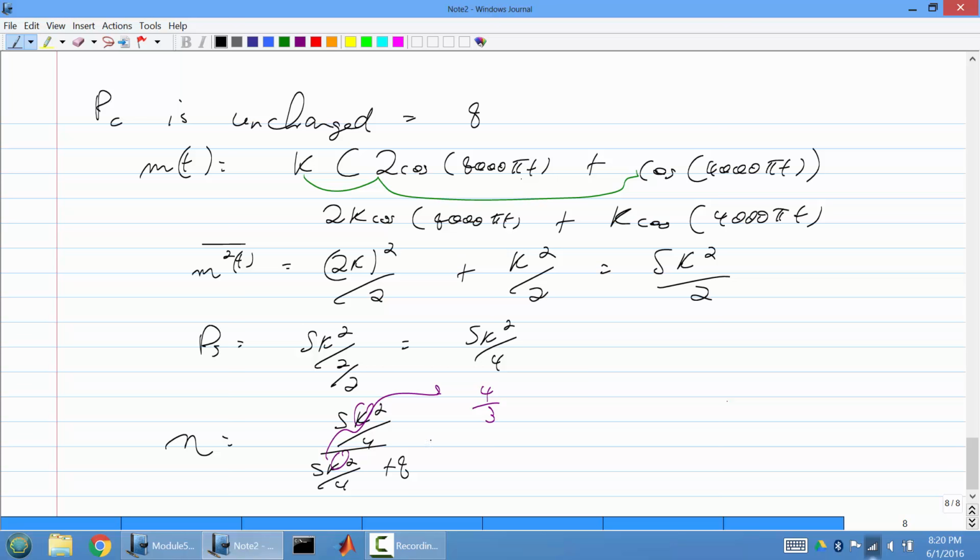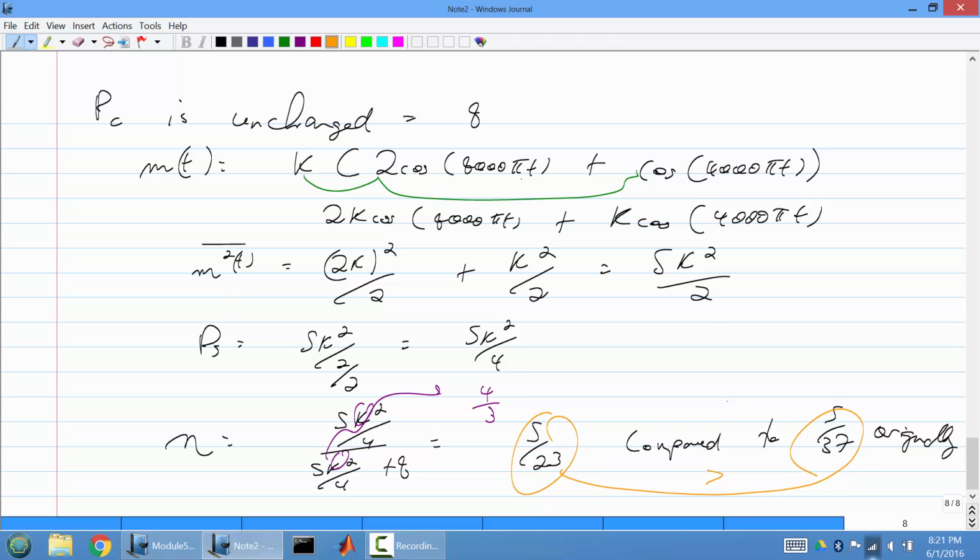So if you substitute this all in, I'll let you do that math for yourself. If you actually substitute this all in, we get 5 over 23. So 5 over 23, compared to 5 over 37 originally. Notice that 5 over 23 is larger than 5 over 37, which is great. So this actually proves the fact that if you change the amplitude of your message, you will get better efficiency, but it'll be slightly better.